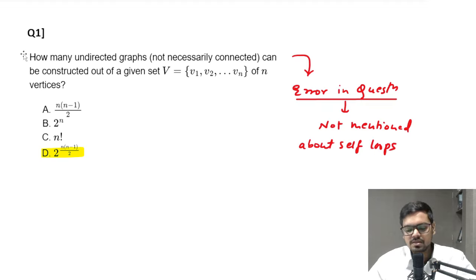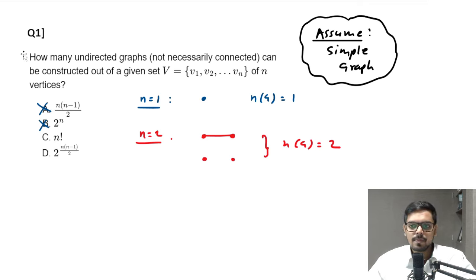So the correct answer is D. The reason is, if I take n equal to 1 vertex, then the number of graphs is only 1. Only one graph can be made. So if I substitute n is 1, this gives 0, this gives 2, but the answer is 1, not 0 or 2. So this is wrong. If I substitute n is 1, 1 factorial is 1, and here 2 to the power 0 is 1. So this is making sense.